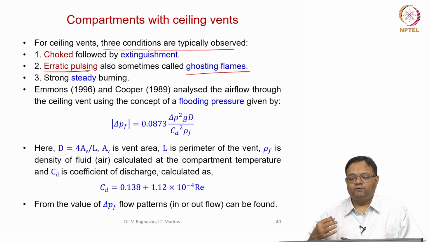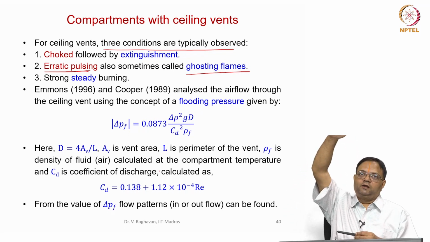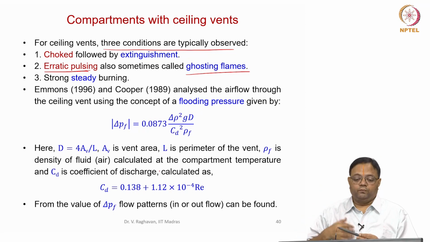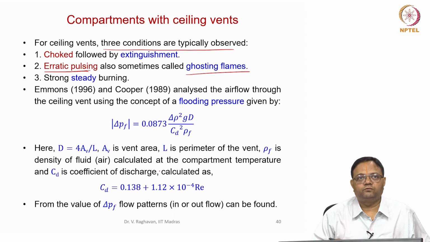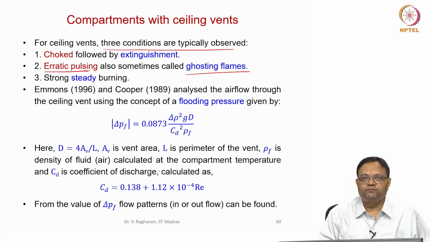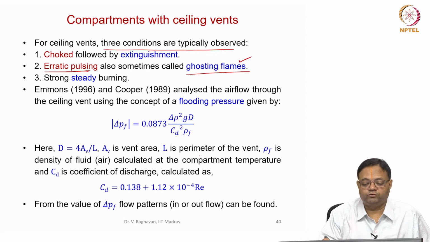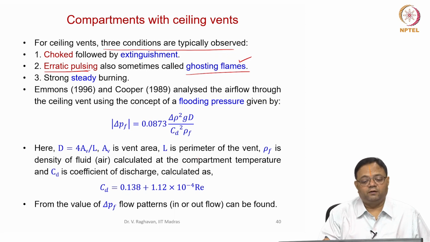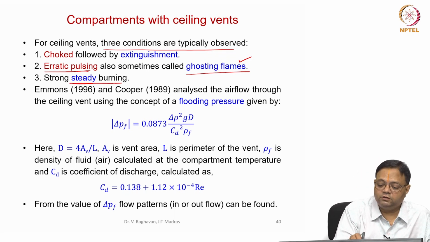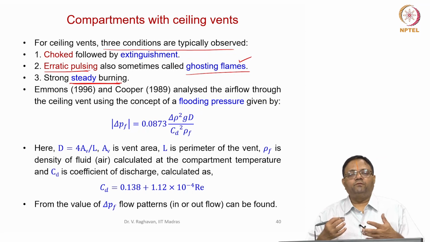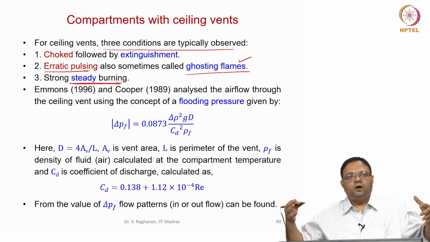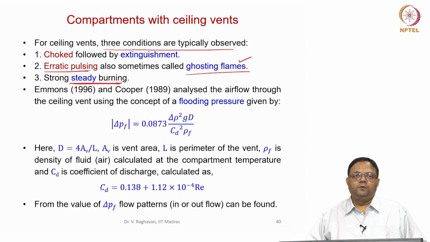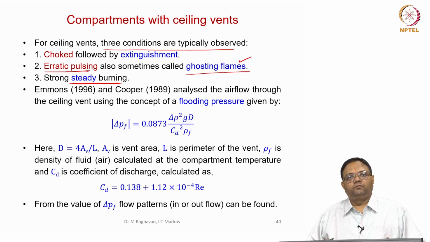As I told you, when the delta P tends to 0 at the ceiling vent, then the flow pattern becomes somewhat pulsating, and that will cause a lot of fluctuations in the flames, and such flames are called ghosting flames. In some cases, we can also get strong steady burning because of proper venting. When proper venting takes place, then proper air entrainment also occurs. So, the fire continues to burn almost in a steady manner.